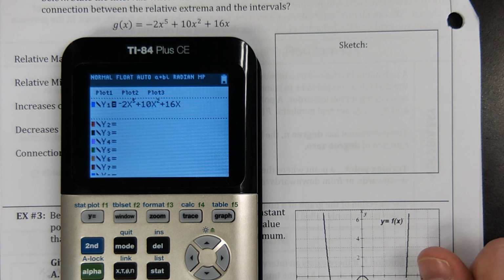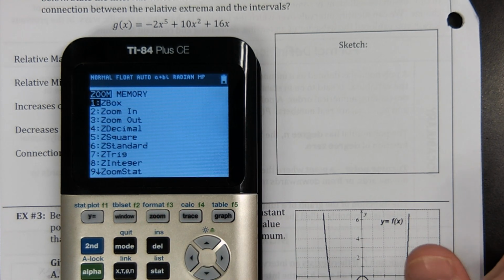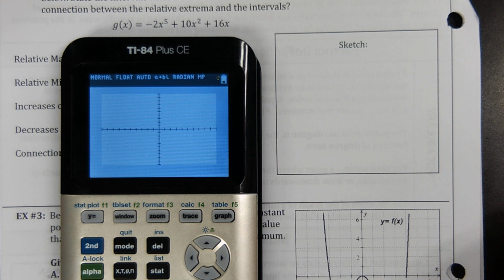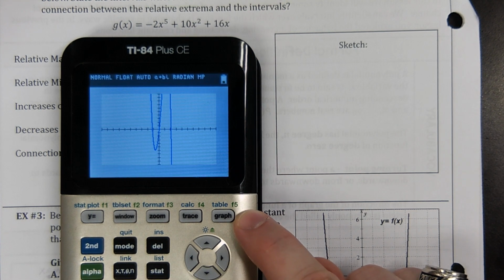I'm going to press zoom 6 because that's going to take me to the standard window of 10 in all 4 directions. If I know for a fact that I already had the standard zoom on, then I could have just hit the graph button. So why didn't I just hit the graph button to find out? Because when you're taking a timed test, the last thing you want to do is waste time watching it graph something that has a bad window.